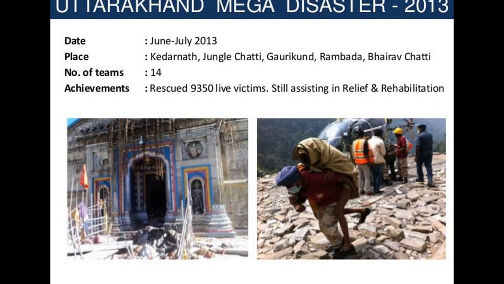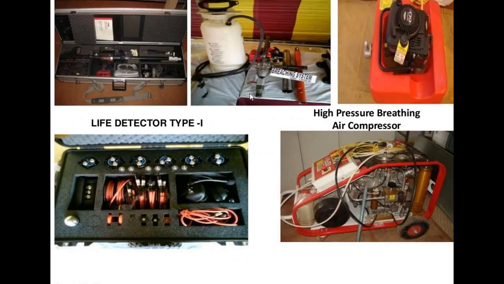The Uttarakhand mega disaster happened in 2013. During the disaster at Uttarakhand, those forces rescued 9,350 live victims and are still assisting in the relief and rehabilitation process. These are the light detectors that were used during the Uttarakhand disaster. High pressure breathing apparatus and air compressors were all set to help the people.